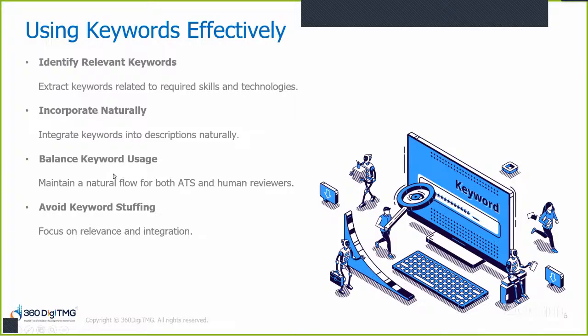And then, balance keyword usage. If you are mentioning so many skill sets or so many keywords, it's not that good. So what are the very important keywords that you have to mention in your resume? And avoid keyword stuffing. I'm having hundreds and hundreds of skill sets, so can I upload everything? No. Which is very relevant and important for a job role, A job role or B job role, you have to mention those particular keywords only.